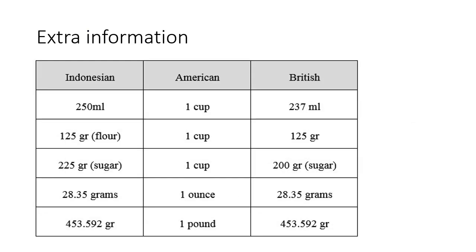Now, this is an extra information. In order to write a recipe, the problem is every region is more likely to have a different way of writing a recipe. Ada cara yang berbeda antara satu daerah dengan daerah yang lain, antara satu negara dengan negara yang lain. In terms of ingredients, or also in terms of the portion of the ingredients, right? Dari porsi dari bumbu-bumbu tersebut.